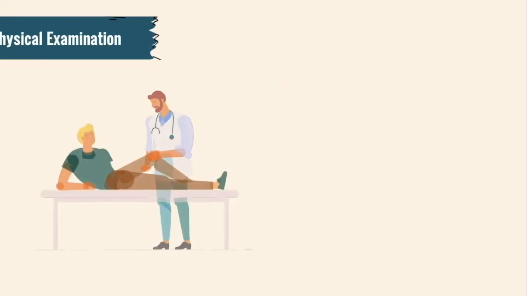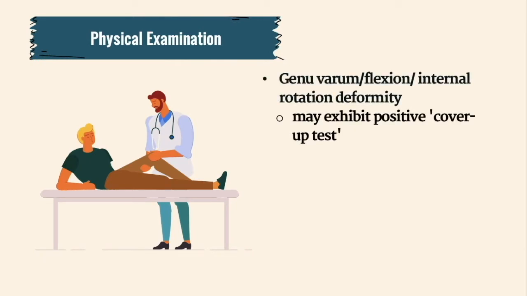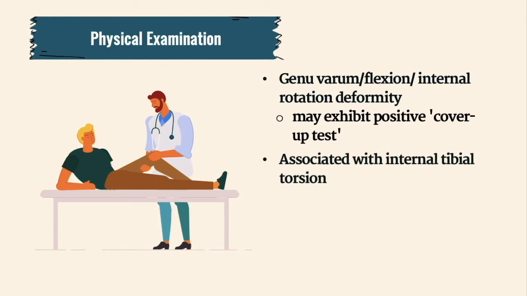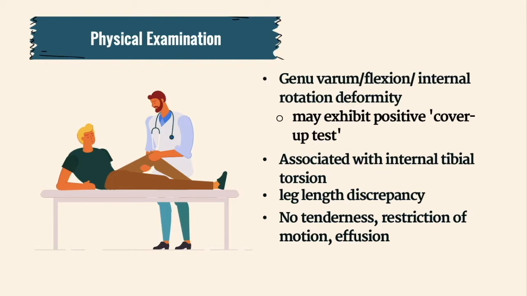For physical examination of genu varum, flexion or internal rotation deformity, it may exhibit positive cover-up tests. This is usually bilateral in infants. It is also often associated with internal tibial torsion, with leg length discrepancy. There's no usual tenderness, restriction of motion, or effusion. There's also noticeable lateral thrust on walking.